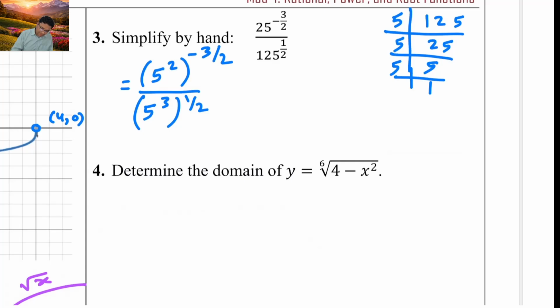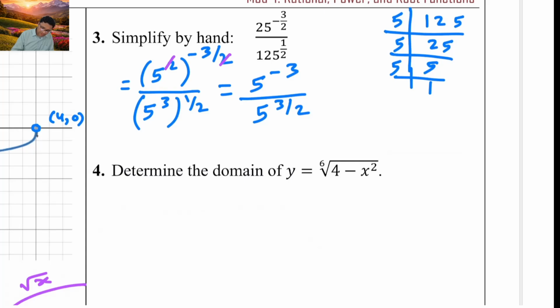Okay. Once you do that, the next step is to try and simplify each of them. So you can cancel the 2 and 2 because you have to multiply those two exponents, right? So you get negative 3. In the denominator, there is nothing you can cancel. So just multiply 3 times 1 over 2, 3 over 2.